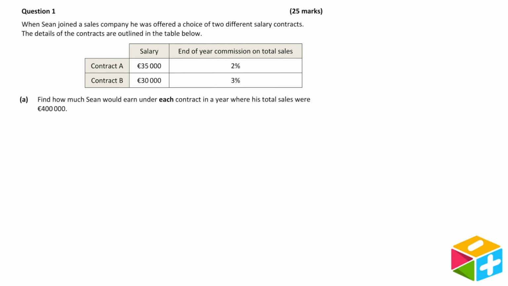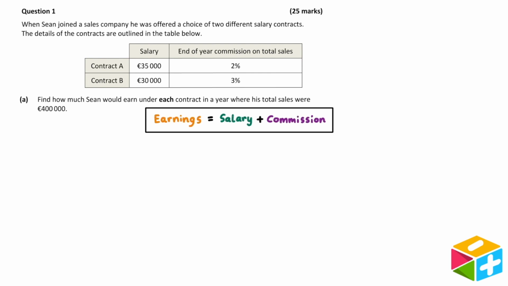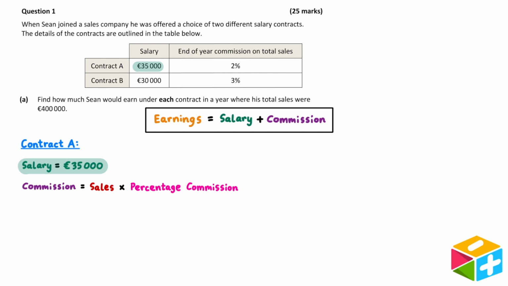We must find Sean's total earnings for each of our contract options, Contract A and Contract B. His total earnings can be found by adding together his basic salary to the commission he makes on his sales. In Contract A, the base salary is €35,000. To find his commission, we'll multiply together his total sales by the percentage commission he receives.